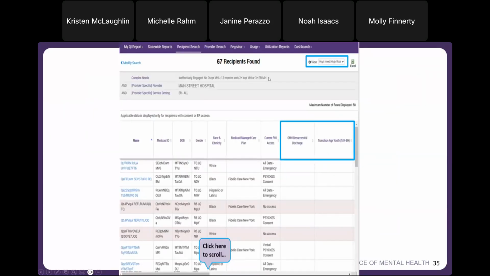And then you see that I'm running the search, and I can see of these what my current PHI access is. So that's another thing that I do wanna mention, is that if you have no access, so there wasn't a consent and it's not an emergency, you're not gonna be able to view information for this client outside of their name.